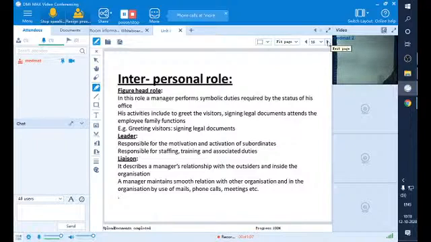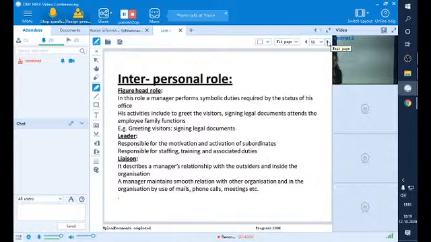Then the leader is responsible for motivation and activation of subordinates, and responsible for staffing, training and associated duties. For example, we have 10 provinces, so we have 10 center managers. The 10 center managers are controlled by the registrar. So the registrar is the leader. The registrar is responsible for the motivation and activation of subordinates. The registrar motivates our center managers regarding admissions, collections and everything.